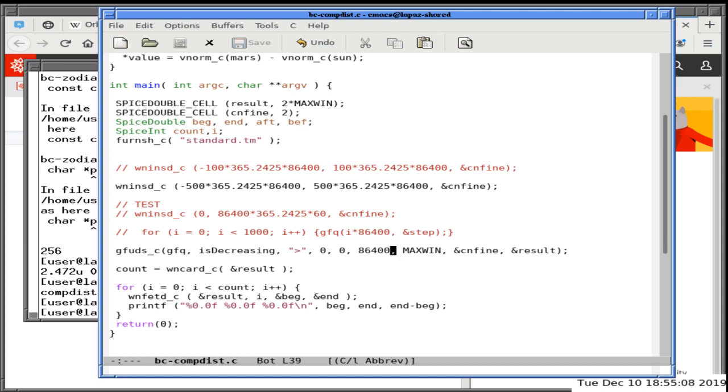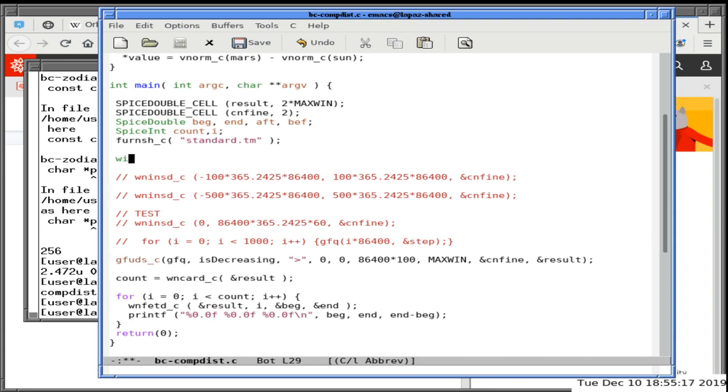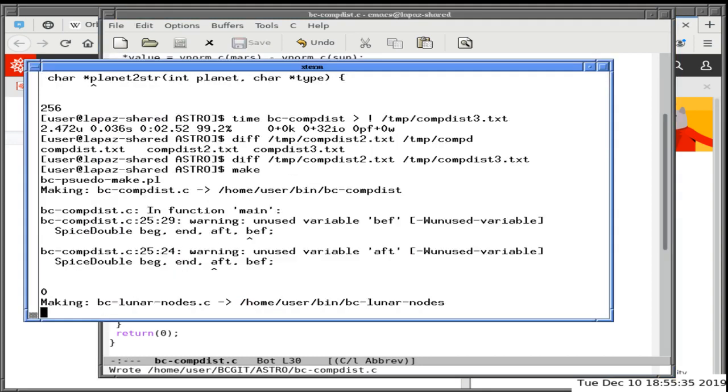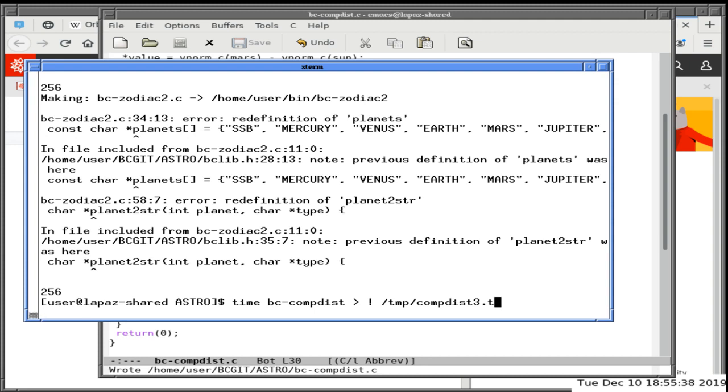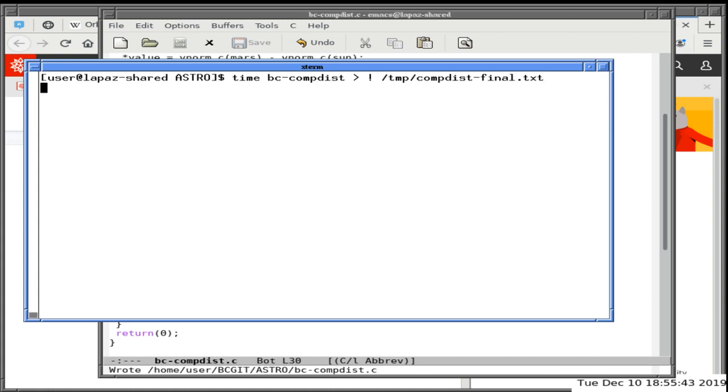Let's see. I'm going to go with 100 over here, and I'm going to also look at the differences between how often it does this. So if we miss something, there's actually a reasonable chance that we will find what we're missing. Okay. And so make compdist, and I'll call it final, although the odds that this is actually going to be final are very low. And also I probably should have started screen so I could do other things while this is running. This will take a little bit of time to run.